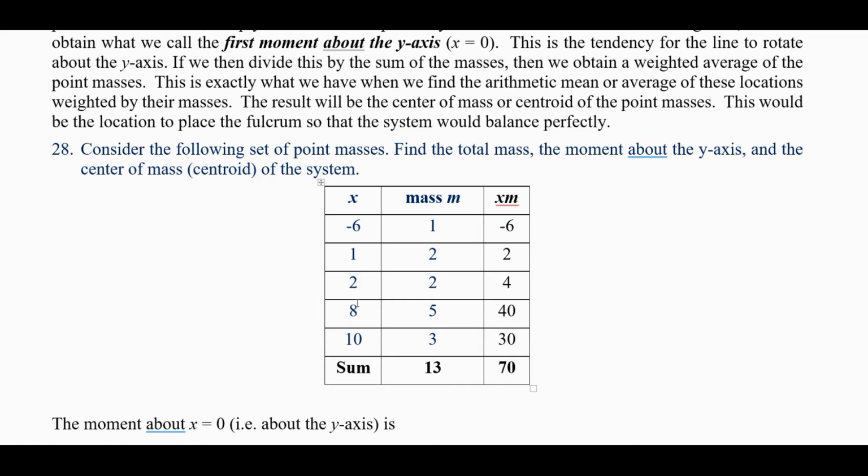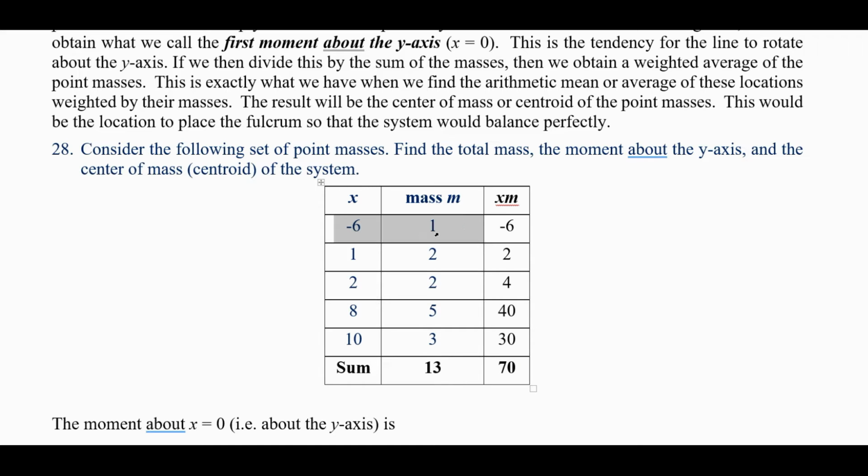So let's look at this example where we have some masses, and here we have some points placed at -6, 1, 2, 8, and 10 on a number line on the x-axis, and they have masses of 1, 2, 2, 5, and 3 respectively. If you add up those masses, you get 13.